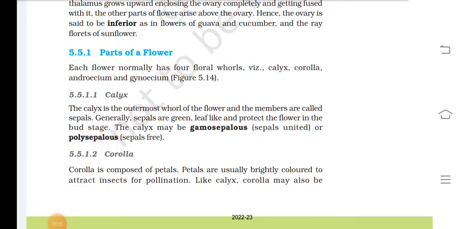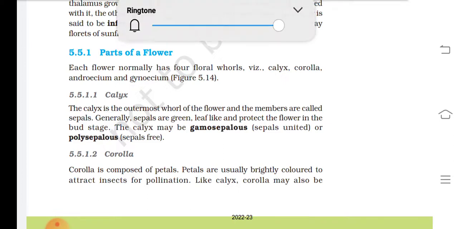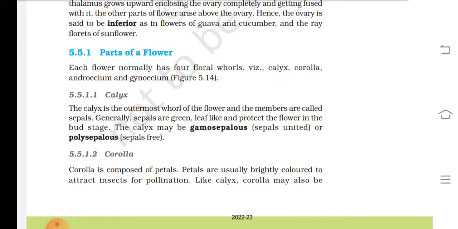5.51 Parts of a flower. Each flower normally has four floral whorls, that is calyx, corolla, androecium, and gynoecium. Figure 5.14. 5.51.1 Calyx. The calyx is the outermost whorl of the flower, and the members are called sepals. Generally, sepals are green, leaf-like, and protect the flower in the bud stage.